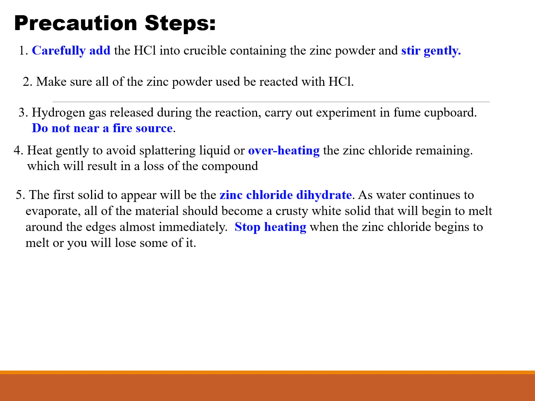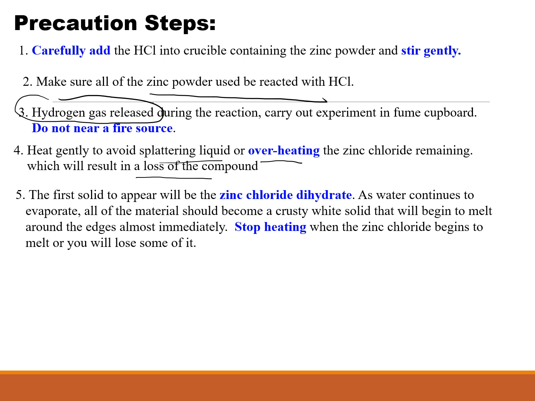Precaution step. Carefully add the HCl into the crucible containing zinc powder and stir gently. Make sure all the zinc powder used reacts with the HCl. Hydrogen gas is released, so it must not be near a fire source. So avoid overheating and the spreading of liquid, because it will cause the loss of compound.